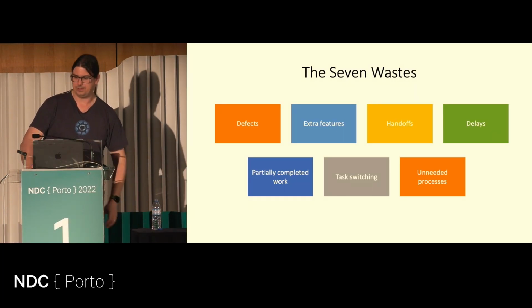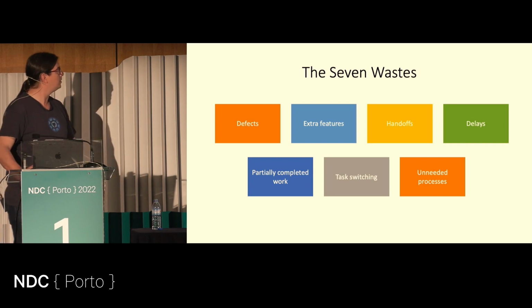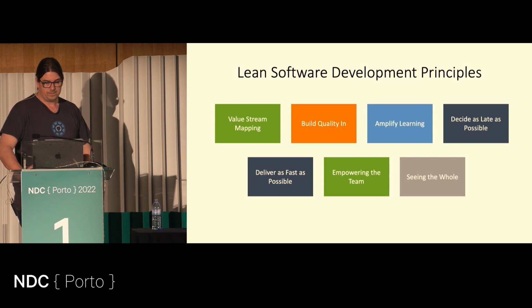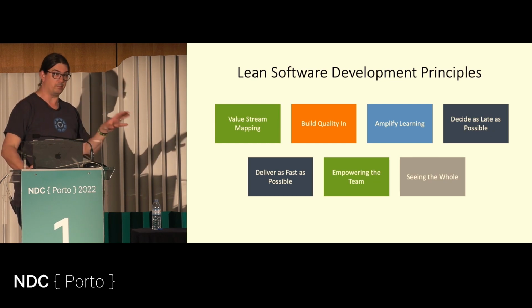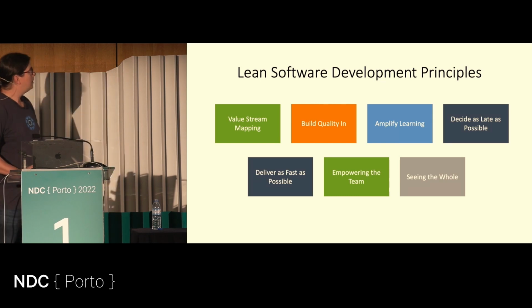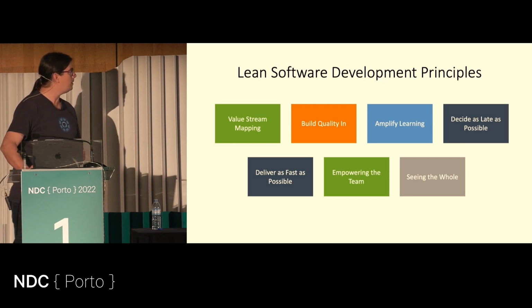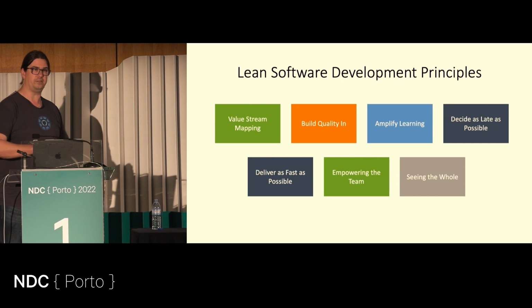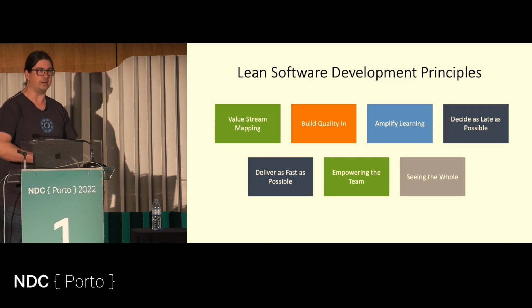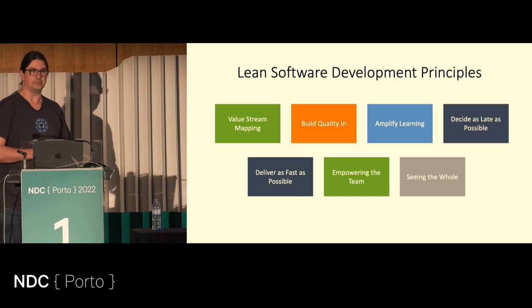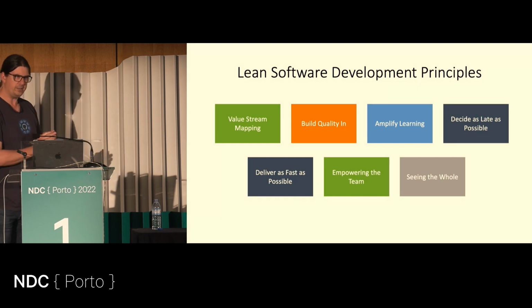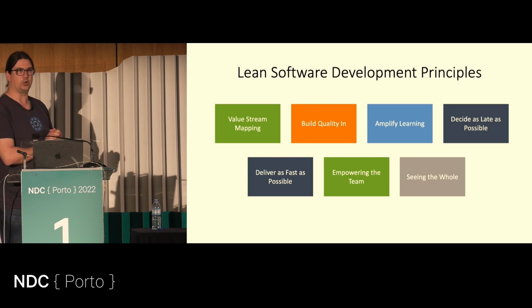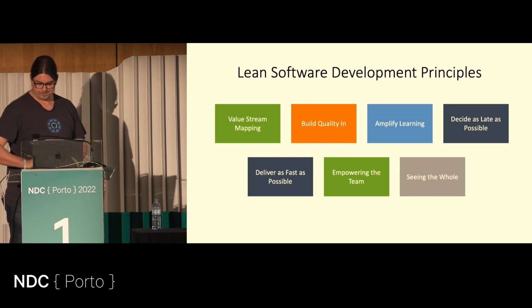So with these wastes in mind, the Lean Software Development manual talks about a series of lean software development principles. So we're going to look through each of these in turn. So we've got value stream mapping, which is probably where we'll spend the most time because it's very useful. Building quality in, amplify learning, decide as late as possible, deliver as fast as possible, empowering the team and seeing the whole. So if you were to distill that entire 1,000-page book down into a series of headings, this is what lean software development's all about. And none of it's particularly complex. A lot of it's just what feels like common sense, which is quite nice.